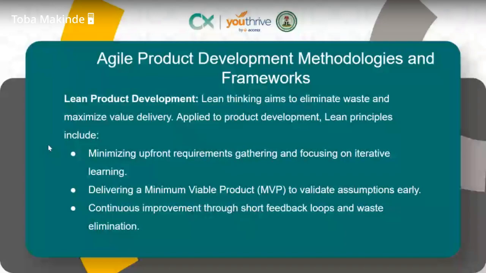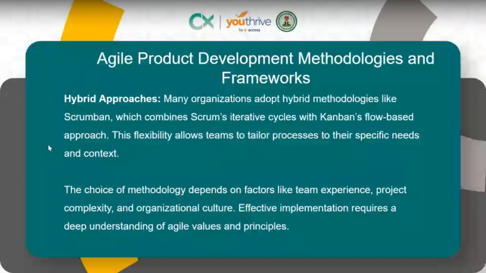All right. So we have the hybrid, which is Scrumban. Many organizations adopt hybrid methodologies like Scrumban, which combines the Scrum iteration cycle and the Kanban workflow-based approach. This flexibility allows teams to tailor processes to specific needs and contexts. All right. The choice of methodology depends on factors like team experience, project complexity, and organizational culture.